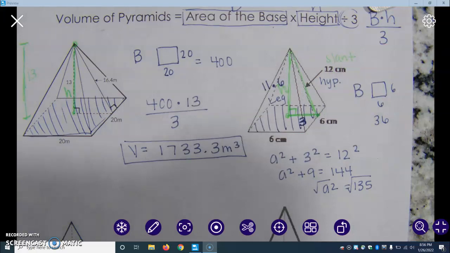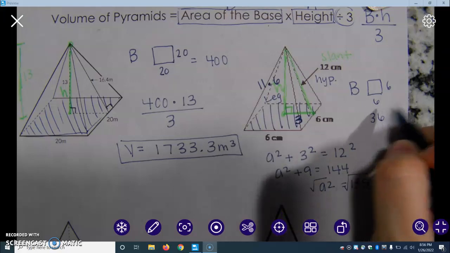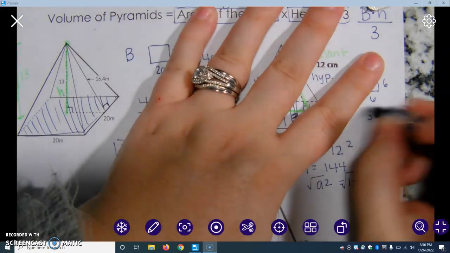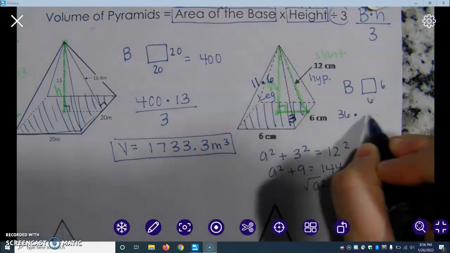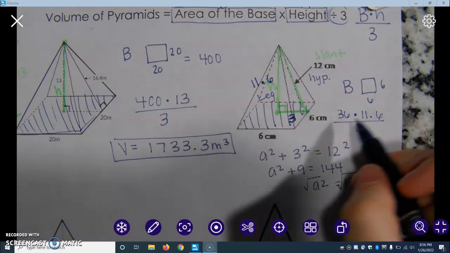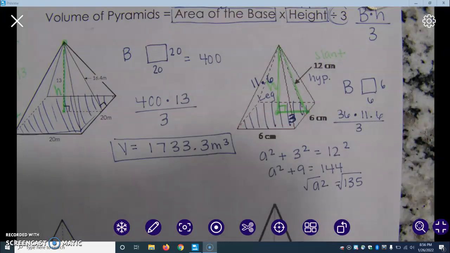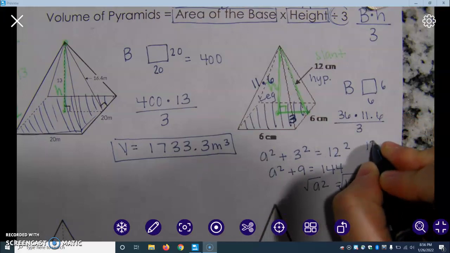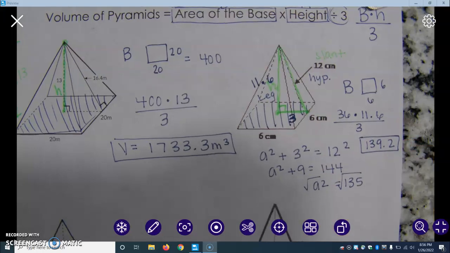So now that I know the height of the pyramid, I can finish finding the volume. So it's the area of my base. The area of my base was 36 times the height. So times 11.6, and divide that answer by 3. Area of the base times the height, divided by 3. So 36 times 11.6, divide that answer by 3. This one is 139.2 centimeters cubed, but I don't have room to write it, so that's fine.